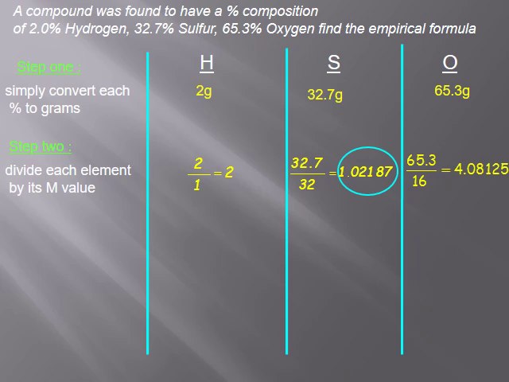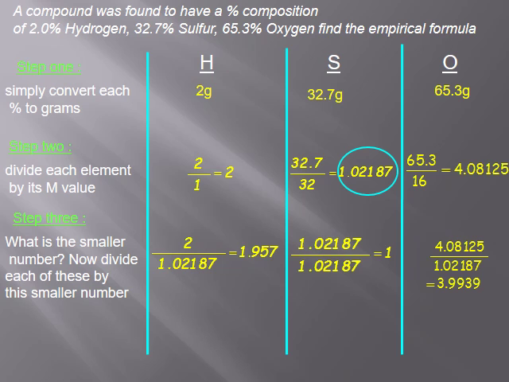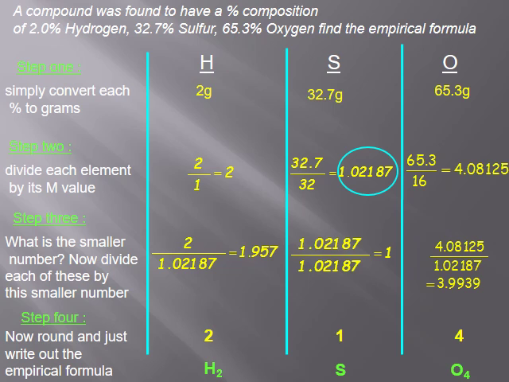1.02 is the smallest number. You divide each of the others by that smallest number to give a ratio of around about 2 to 1 to 4. So that means that your formula should be, in the end, H2SO4, sulfuric acid, which is the answer. Just so happens that it's the same as the molecular formula. Okay, and that is the answer for the last question.